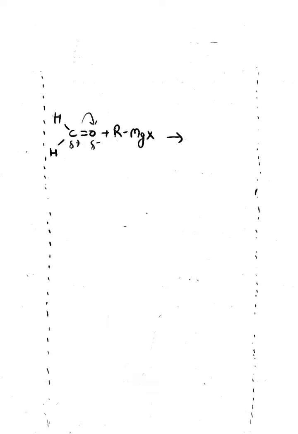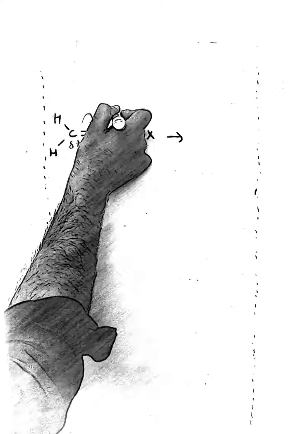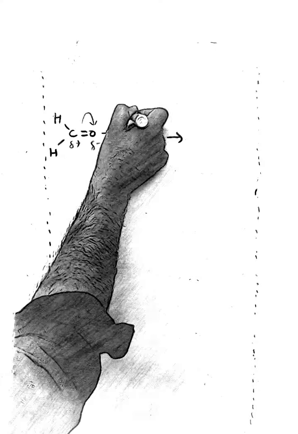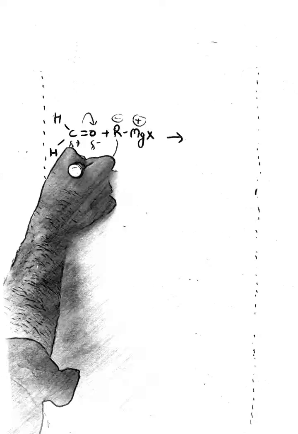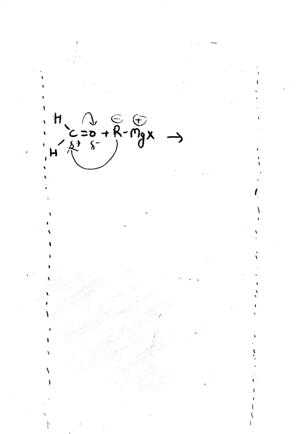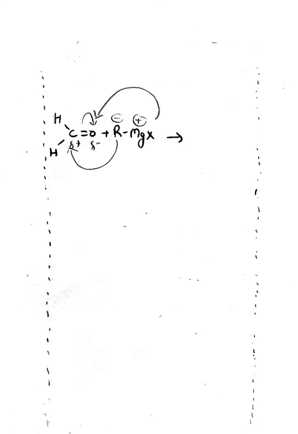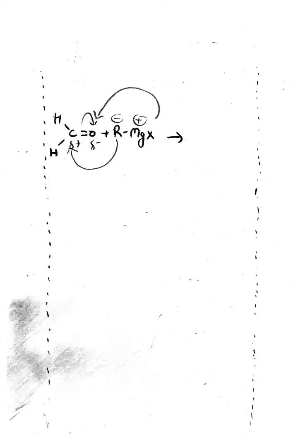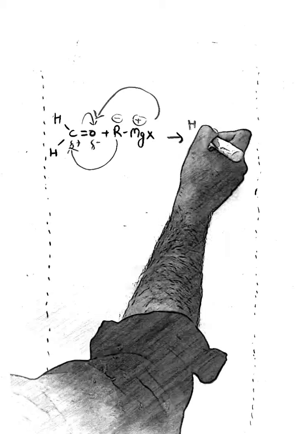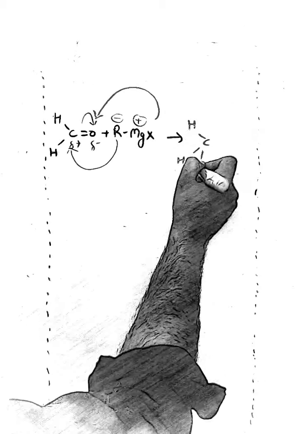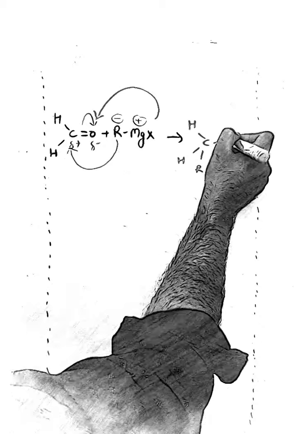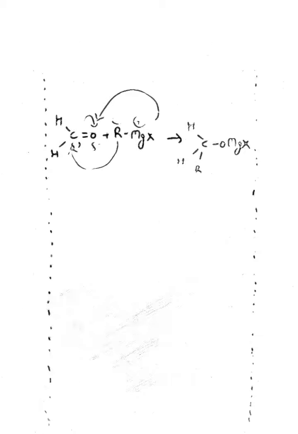Now Grignard reagent is a source of carbanions, R negative and MgX positive. So we can clearly see that this R negative will attack this carbon, while this MgX will attack this oxygen. So the product obtained will be HCHROMgX.